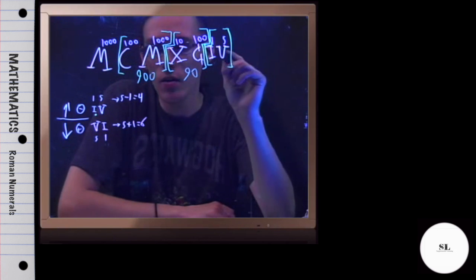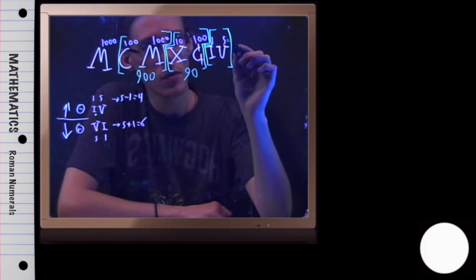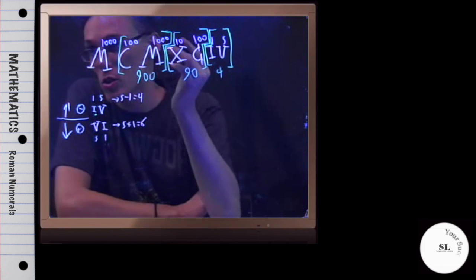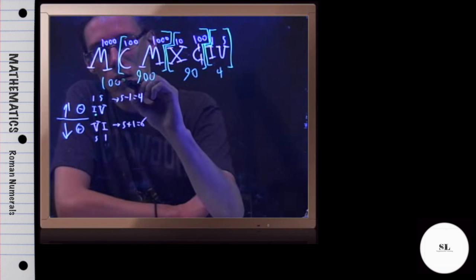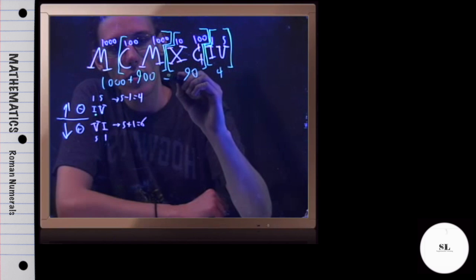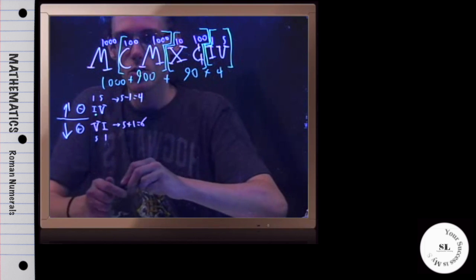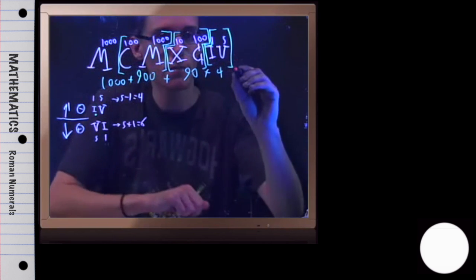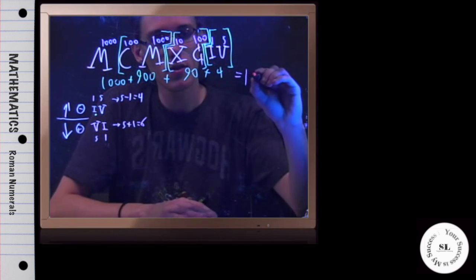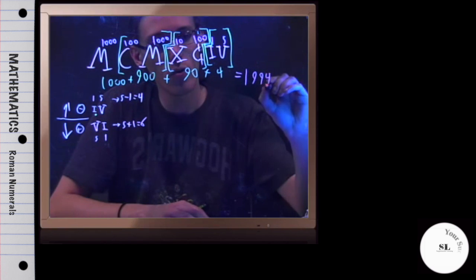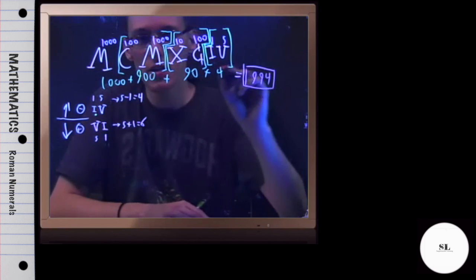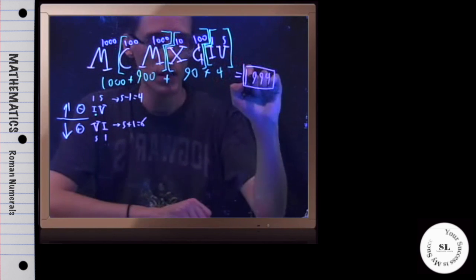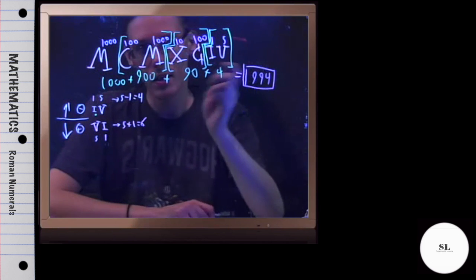Now I to V, well, I used that in the example here. It's going to be 5 minus 1, which is 4. And then over here, the M, that's just 1,000. So then once you've figured out those values, you'll just add these up. And so we have 1,000 plus 900 plus 90 plus 4, and that's going to equal 1,994. So this right here, MCMXCIV, is how the Romans would write the number 1,994. And that is this example.